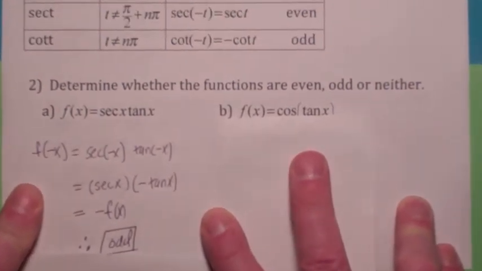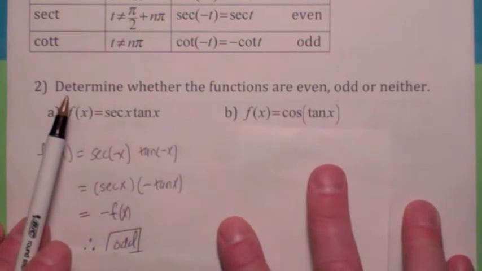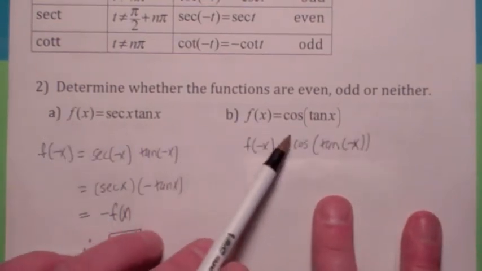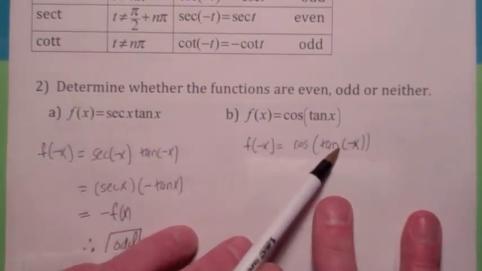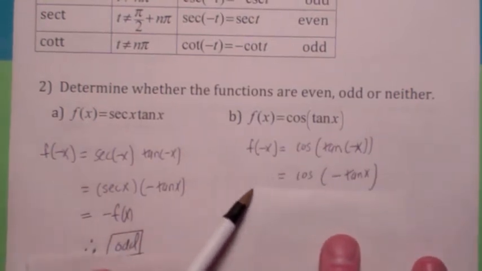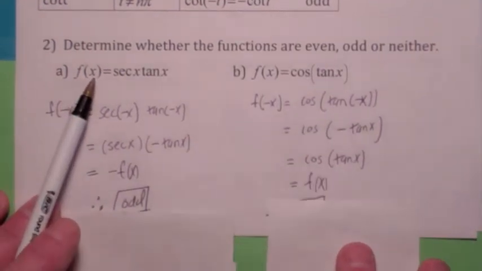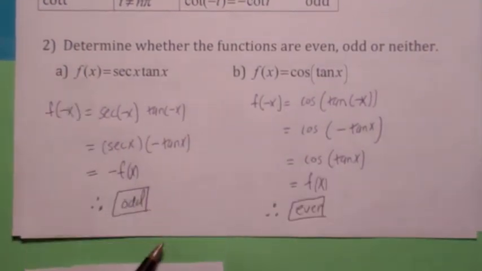Whereas over here, you actually have the cosine of the tangent. That's a composition of functions. So when you look at f of negative x here, it's the cosine of tangent negative x. Tangent's odd, so this becomes negative tangent of x inside. Cosine of negative something, since cosine is even, just becomes cosine of that something. So I've proven that this is an even function, isn't it? Nice.